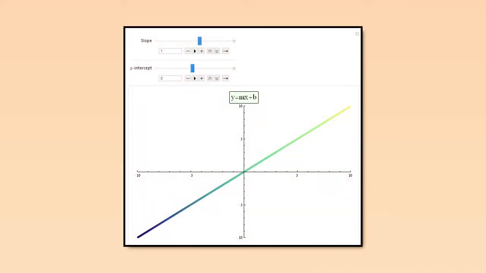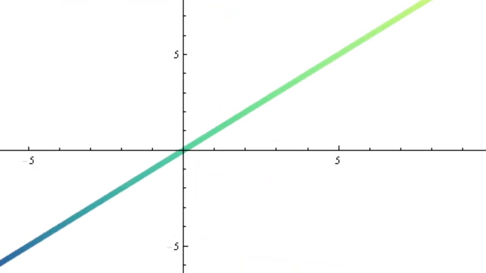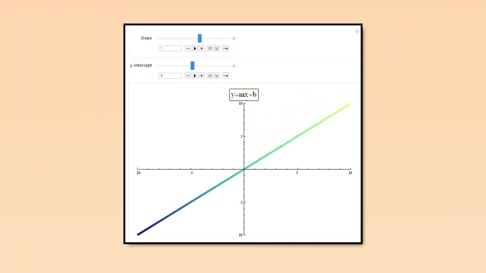In this applet here, we can see a graph of the function y equals mx plus b. At the top are sliders where we can manipulate the two variables m, which is the slope, and b, which is the y-intercept. We start with a slope of 1 and a y-intercept of 0. Notice that this line intersects the y-axis at 0. This matches the y-intercept of 0. Also notice that for every increase in x by 1, the y value also increases by 1. That's the slope.